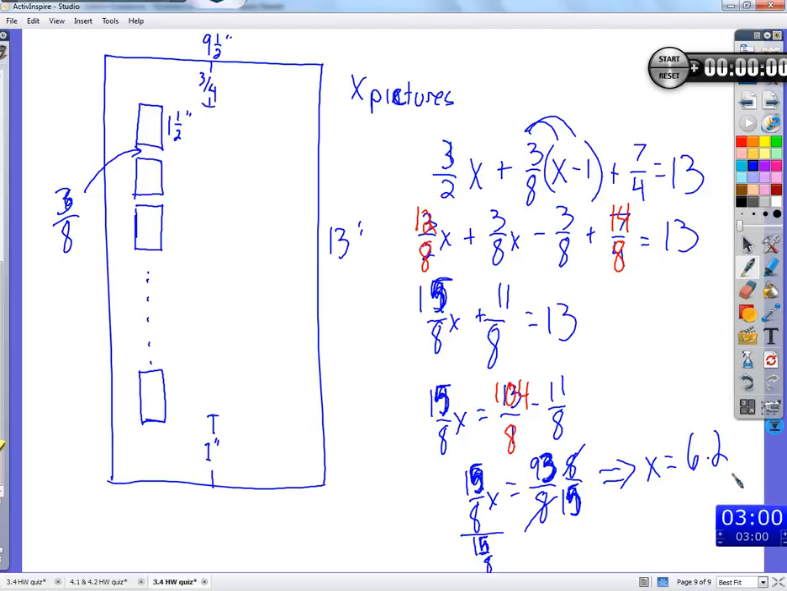6.2. So are we going to put 6.2 pictures on there? Or are we just going to put the top of someone's head at the bottom of the page? So how many pictures can we fit? Six. And maybe we'll just take this and work it into the spaces in between or something. Yeah. A margin bigger or something.